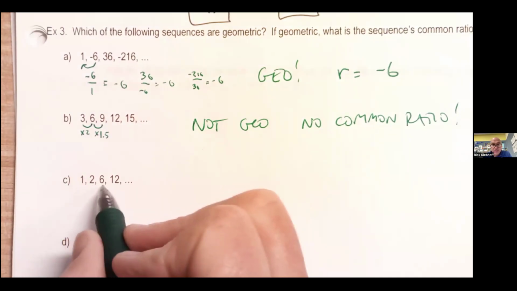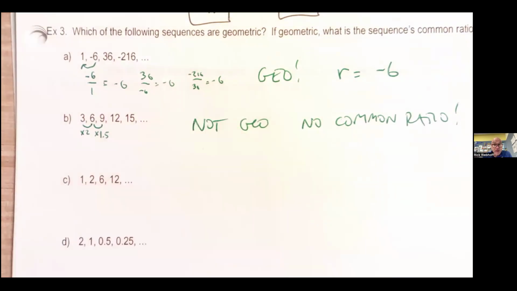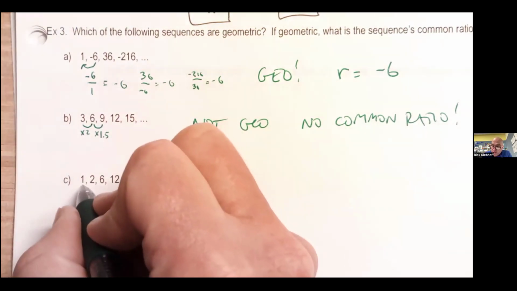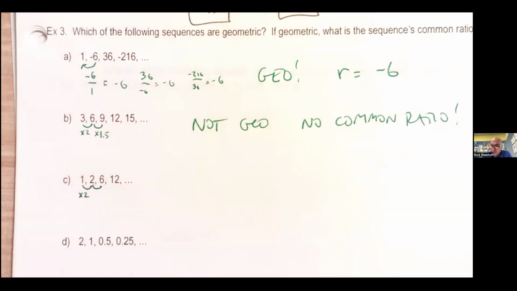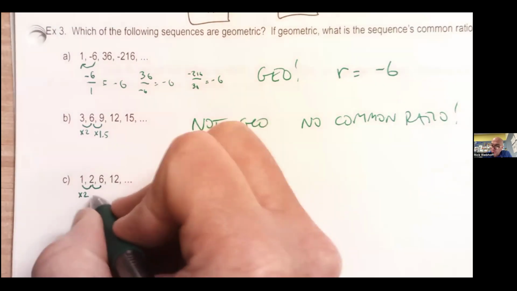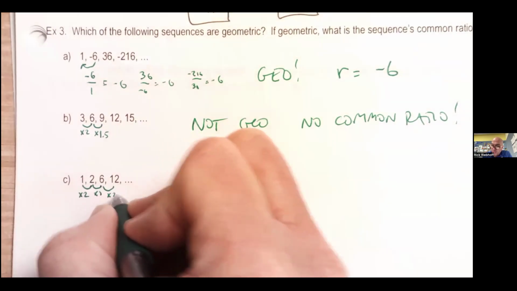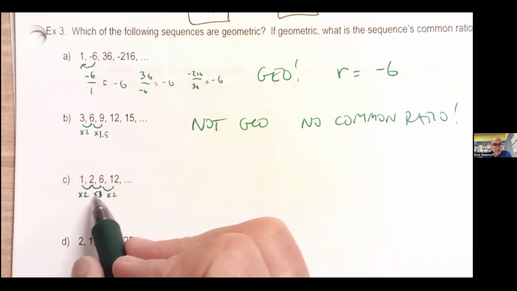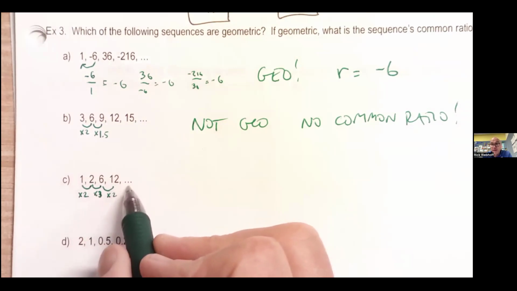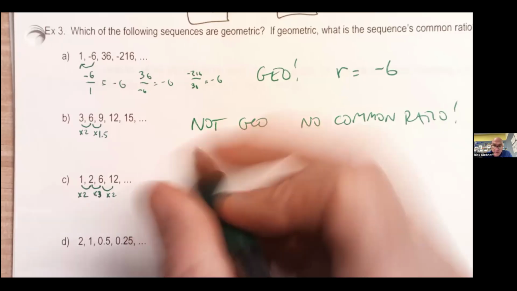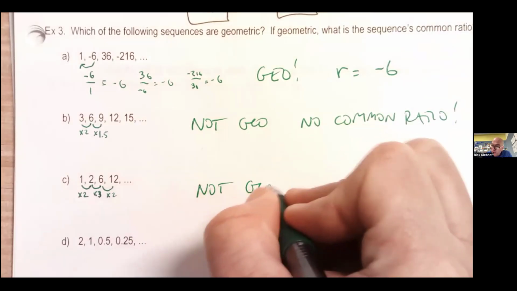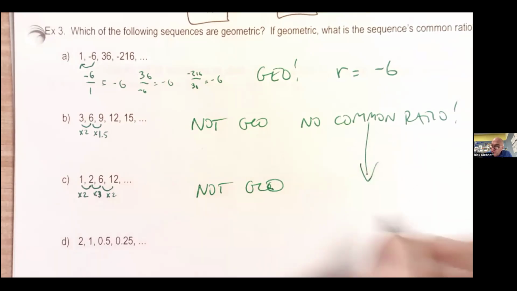All right, here we go. Ooh, 1, 2, 6, 12. Again, we're thinking about just multiplication here. 1 to 2 is times 2. Let's see if that stays consistent. Is that times 2? Nope, that's times 3. And that's times 2. It's not consistent, right? It could go back and be times 3, times 2, times 3, times 2. That would be a sequence, and we would have a pattern for it, but it would not be a geometric sequence. It's got to be exactly the same ratio each time. So this is not geometric, and no common ratio.